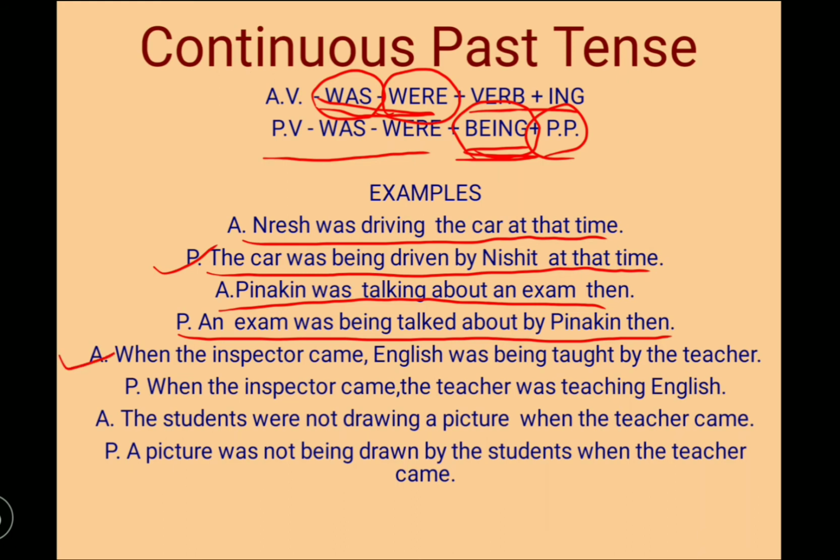In active, when the inspector came, English was being taught by the teacher. In first sentence, no changes will be done. When the inspector came, it will remain same. The teacher was teaching English. We have transformed from passive to active.